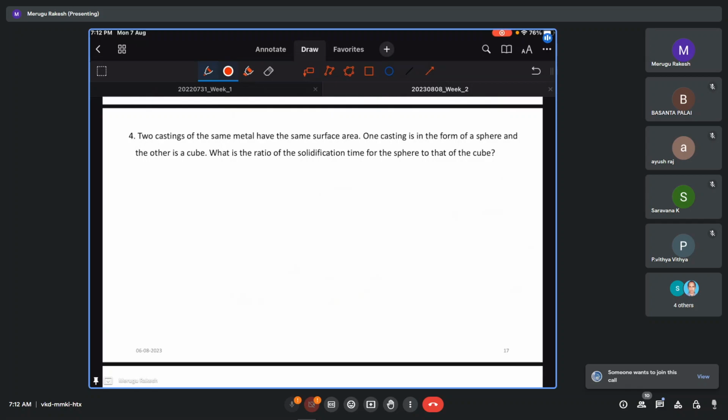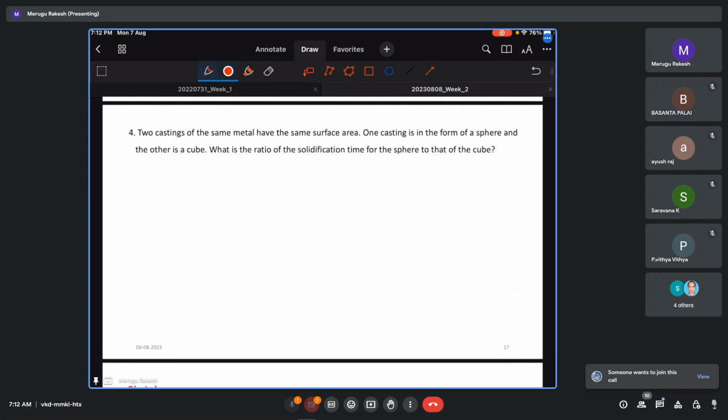So two castings of the same metal have the same surface area. Remember, it has the same surface area. One casting is formed as a sphere and one is a cube. What is the ratio of solidification time for the sphere to the cube? So they're asking you the total solidification time of the sphere to the total solidification time of the cube, if subjected to surface area of the sphere being equal to surface area of the cube.